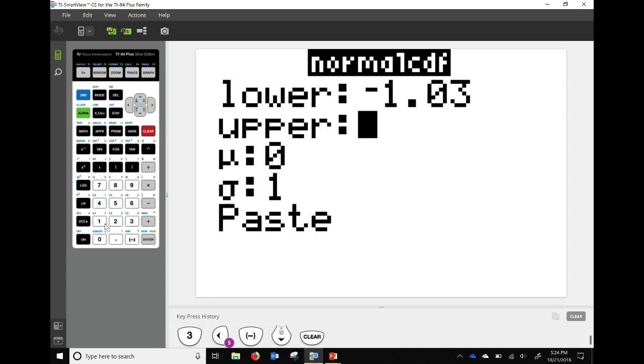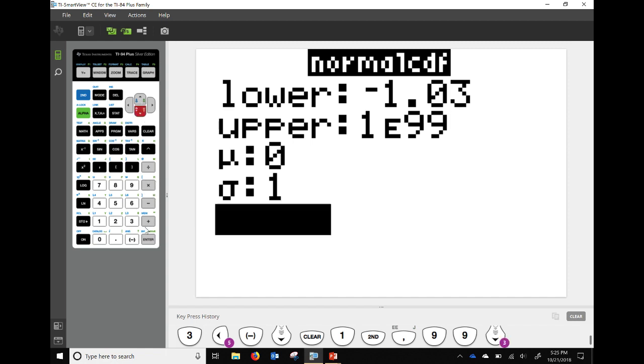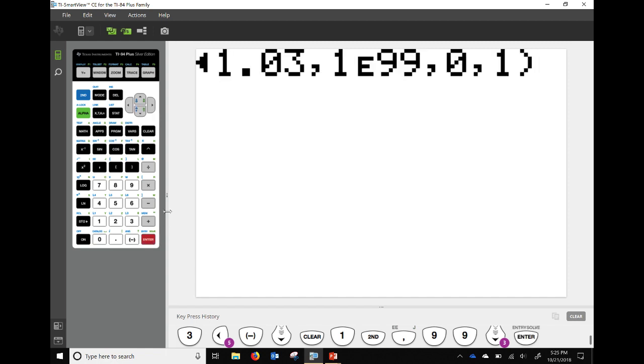So 1. And then your e is the secondary function right above your comma. So I'm going to hit second comma, and there's the scientific notation e. Raise that to the 99th power because I want to have a positive infinity there. So positive 1e to 99. Mean is 0. Standard deviation is 1. I'm going to paste that to the home screen.